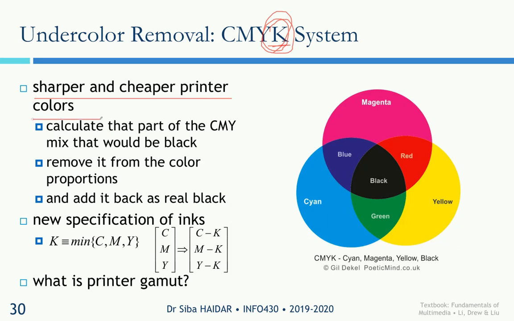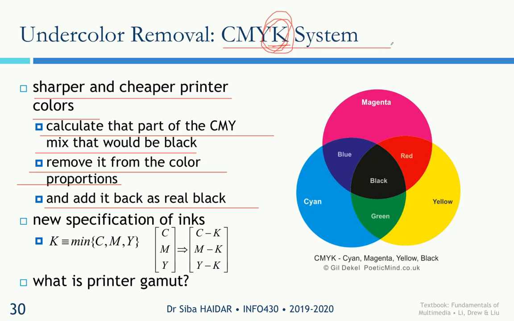For sharper and cheaper printer colors, you calculate that part of the CMY mix that would be black, and you remove it from the color proportions and add it back as a real black. So you take the minimum of the 3 primaries, which is the K component, and you subtract it from the components C, M and Y, and you get your CMYK system.